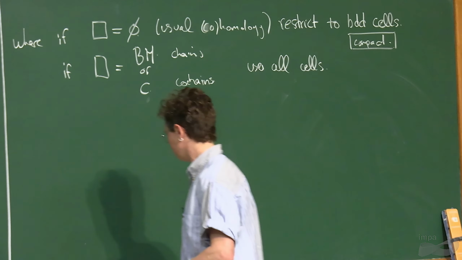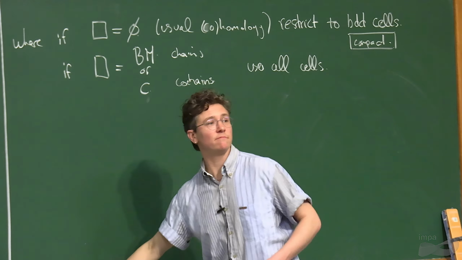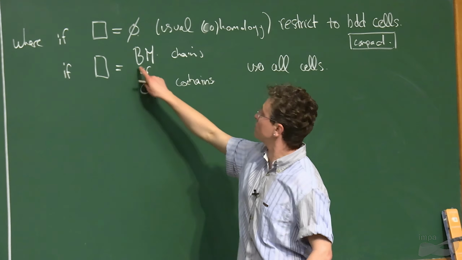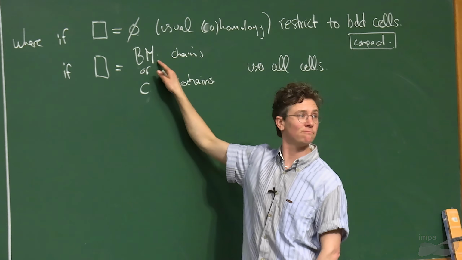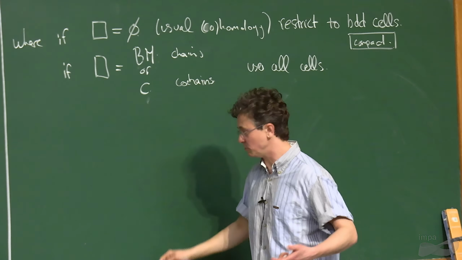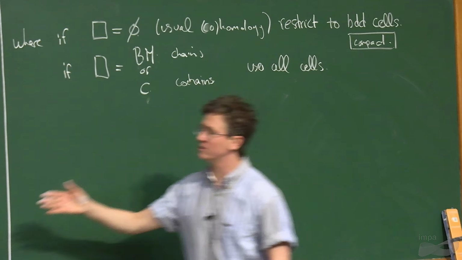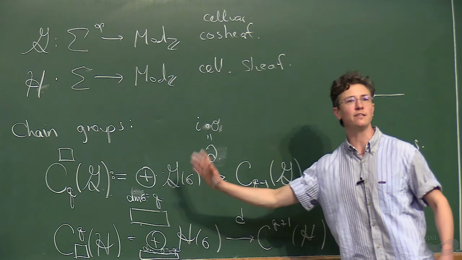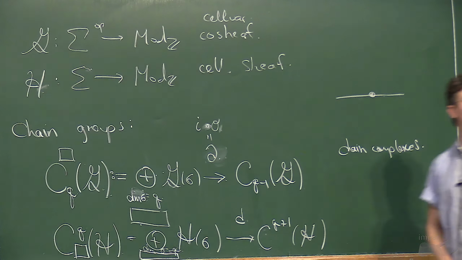Okay? Does this make sense? So this BM is for Borel-Moore, and this C is for compactly supported. If you know what those mean and you've seen them before, then you can think to yourself why that's the right thing to do in the cellular case. If not, take it as just a definition for now. Yeah?